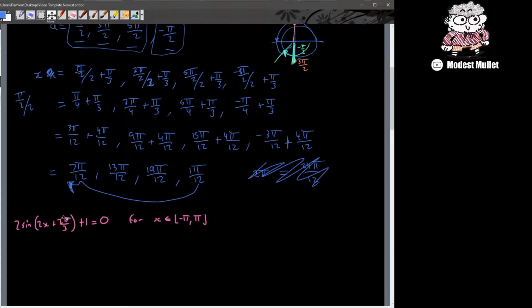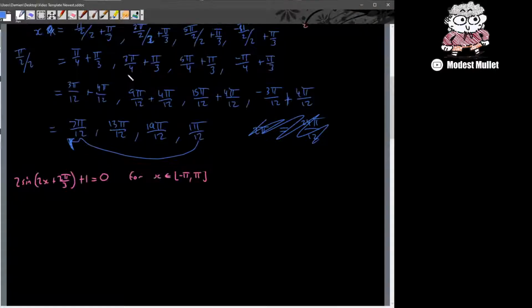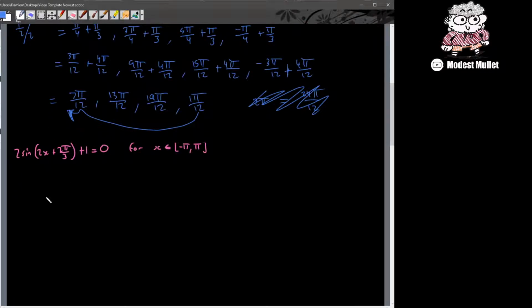I'm going to go through the same process again, exactly the same way. So the very first step is to rearrange to get just the trig function on one side. So we get 2 sine of 2x plus 2 pi on 3 is 1, and then we get sine of 2x plus 2 pi on 3 equal to a half.